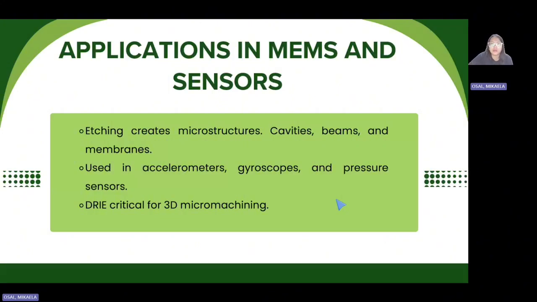It is also used in accelerometers, gyroscopes, and pressure sensors. So these tiny precise features are very crucial to this application. And one of the most critical etching techniques for these applications is deep reactive ion etching, which is DRIE, which is particularly valuable for 3D micromachining. So DRIE enables the creation of deep vertical structures that are vital for MEMS devices, allowing for complex three-dimensional features in microelectronics.